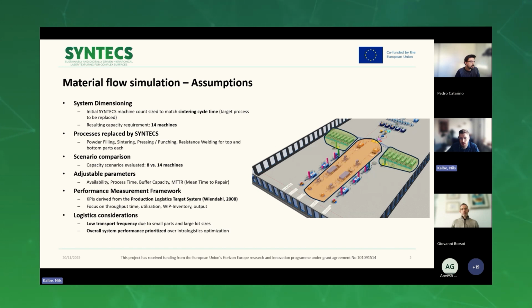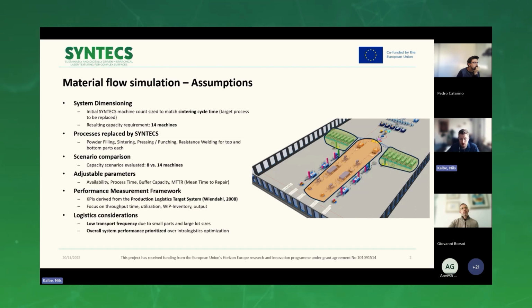The SYNTECS machine should replace the sintering process for the vapor chamber production, and therefore the first idea was to match the cycle time of that machine and take the number of machines equivalent for SYNTECS, and we came up to a requirement of about 14 machines. In the picture on the right, you can see a screenshot of the simulation model. Highlighted in green, you can see the SYNTECS machines. So we have 7 machines for the top plate and 7 machines for the bottom plate.